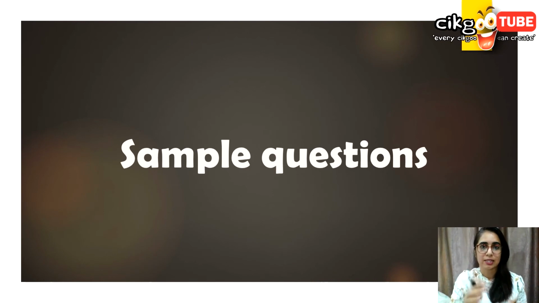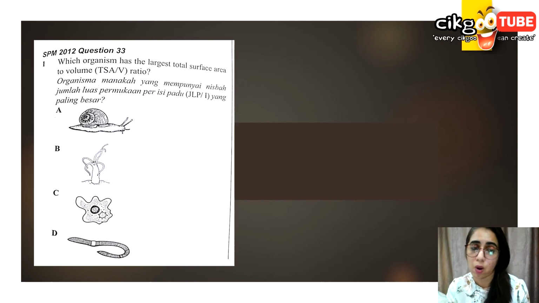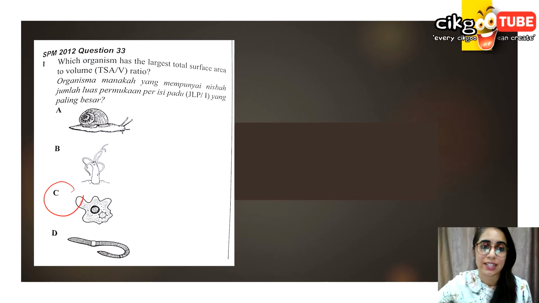Okay, let's look at some sample questions here. This is an SPM 2012 question number 33. Which organism has the largest total surface area to volume ratio? Remember, the smaller the organism, the larger the TSA per V. So the answer should be, yes, it's C.